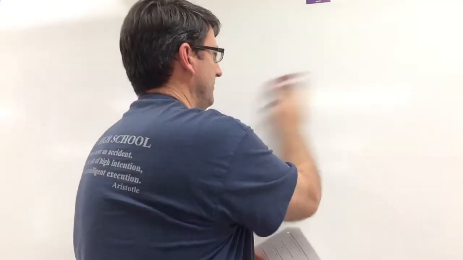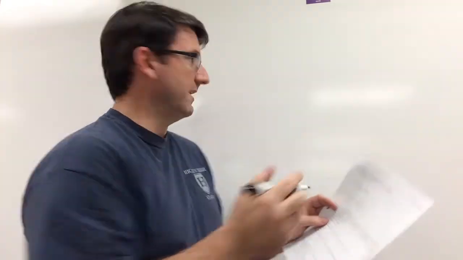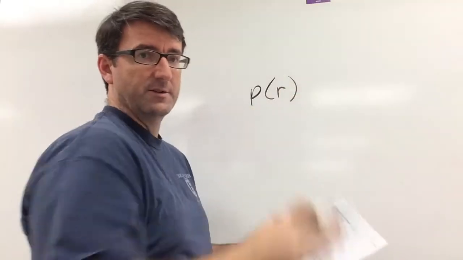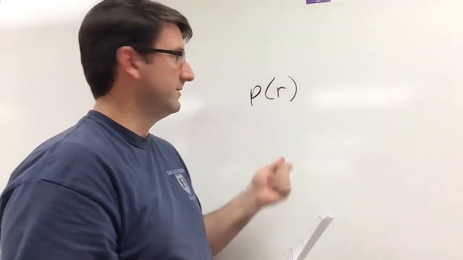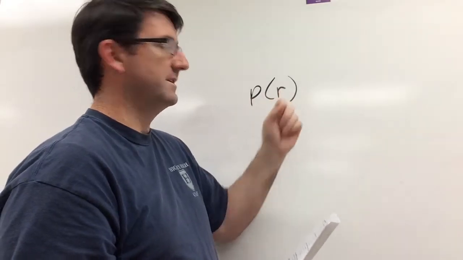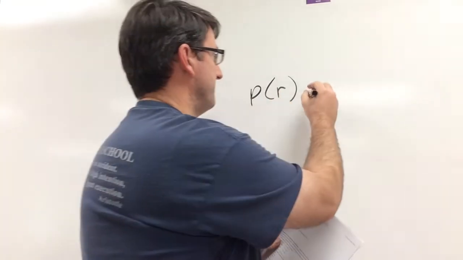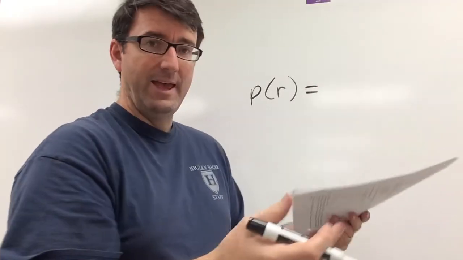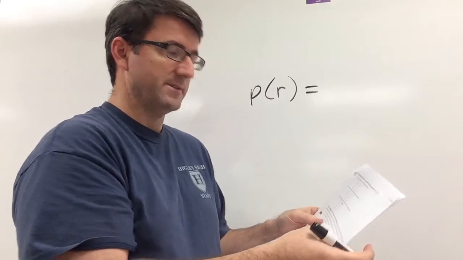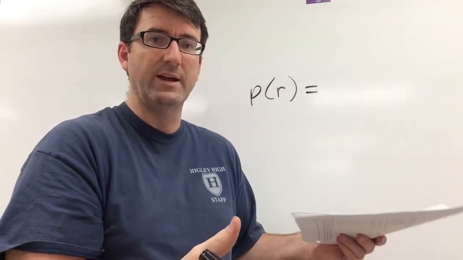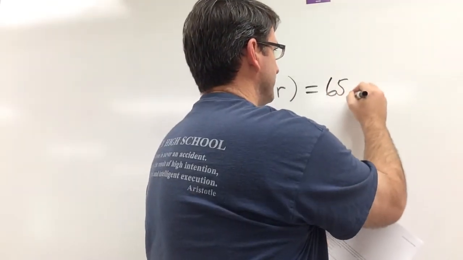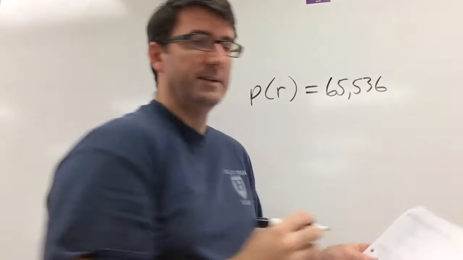And so for number 22, we're asked to write a formula to model this, so P of R, the number of players remaining after R rounds. So the number of players is a function of the number of rounds that have been played. And our initial value, our A, is going to be 65,536. That's how many players we have after 0 rounds of play. So 65,536 is our initial value.